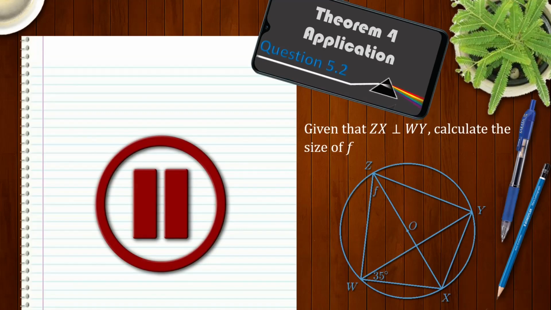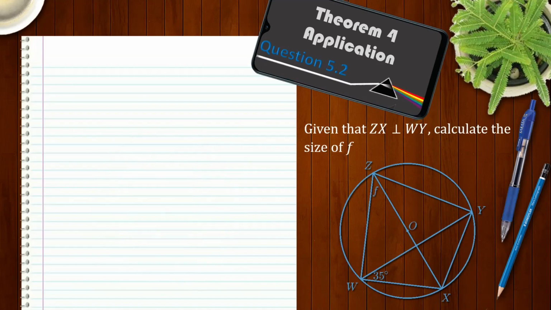Now for question 5.2, given that ZX is perpendicular to WY, calculate the size of F. So ZX runs there and XY over there, and they are perpendicular, forming a 90-degree angle. We want to calculate F. Just to look at a few things that are equal, we can see that XY subtends the 35-degree angle. It also subtends this XZY, so this must also be 35 degrees. And this is F, so this must also be F.